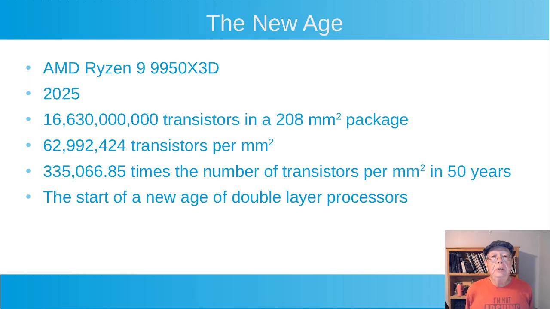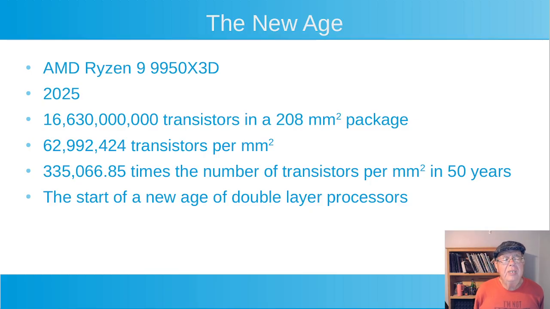And we come to the new age. Now, this, even though it's only a couple years later, I'm including it for a very specific reason. This is the AMD Ryzen 9 9950X3D. Came out in 2025 this year. It has 16 billion transistors on a 208 millimeter square package. That's approximately 63 million transistors per square millimeter, or approximately 335,000 times the number of transistors per square millimeter in 50 years.